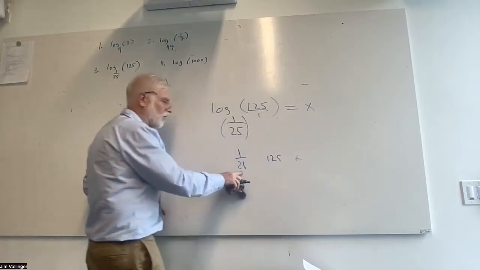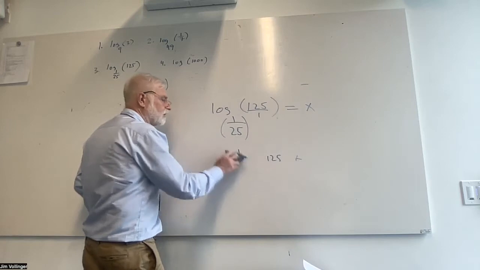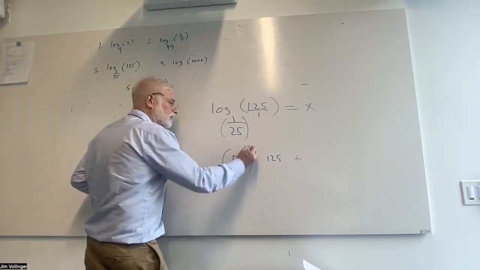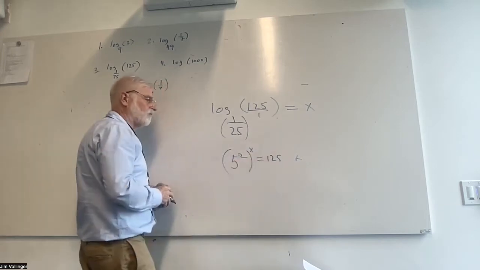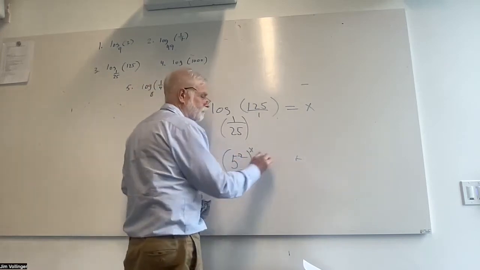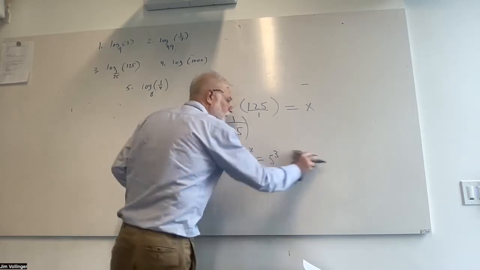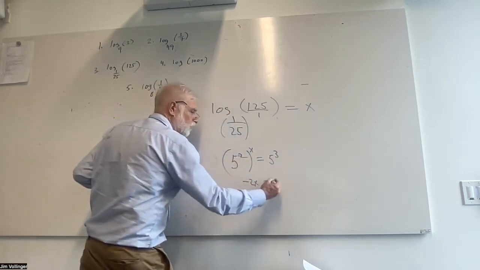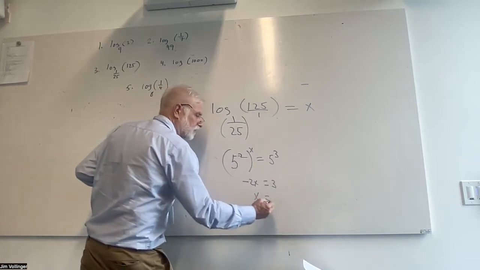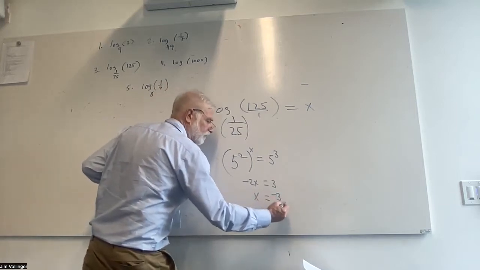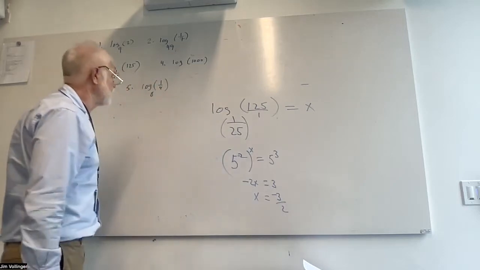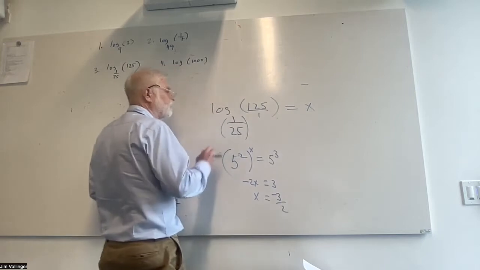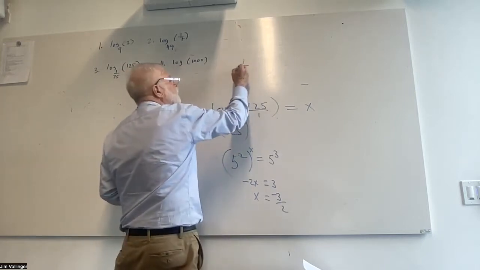All right, so what's another way of writing 1/25? 5 to the -2. Then that's where I'm trying to exponentiate to get 125. What's 125? 5 to the 3. Hopefully we're familiar with those. Again, rules of exponents: -2x equals 3. So therefore x equals -3/2. I do a lot of squaring here. I hope I change that. Good, I change it up soon. All right, so -3/2. Let's see if we can do the operations.